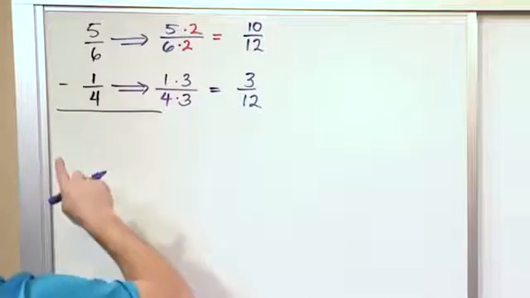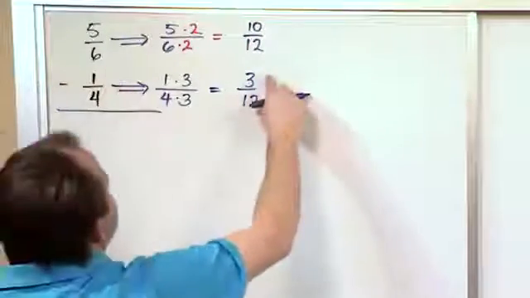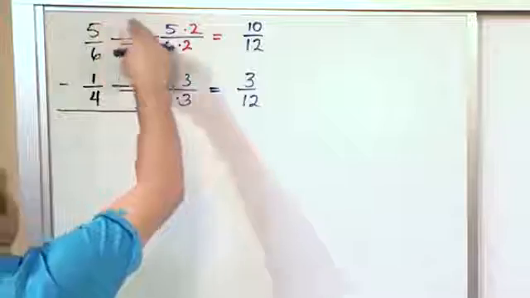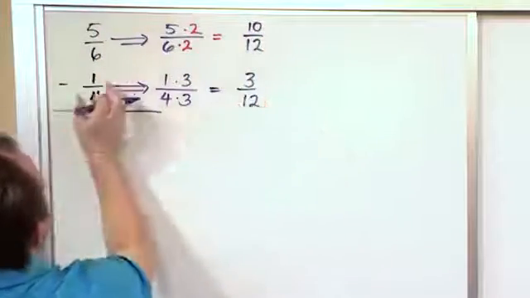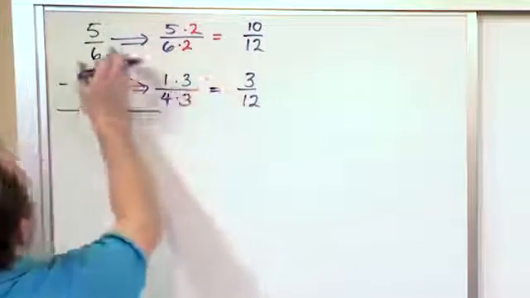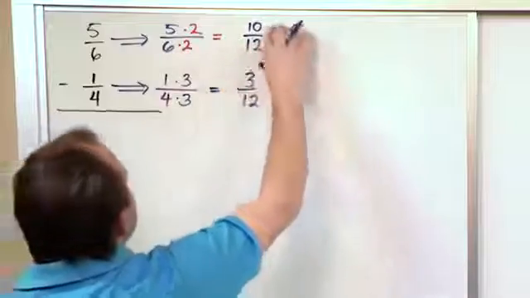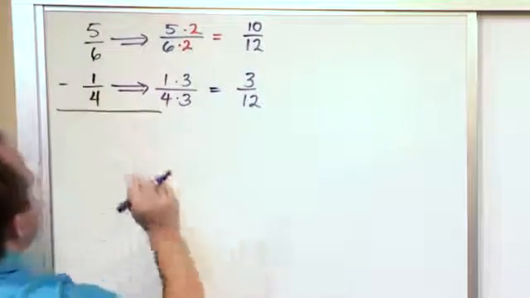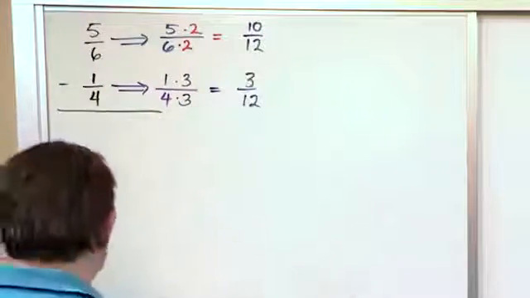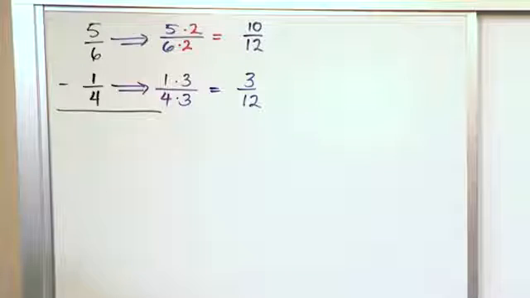So now you see what I've done. I have changed this fraction into 3/12, and I've changed this fraction into 10/12. I haven't changed what this fraction represents or what this one represents. These are equivalent, right? But they look different and they have a common denominator. So now I'm able to do the subtraction.